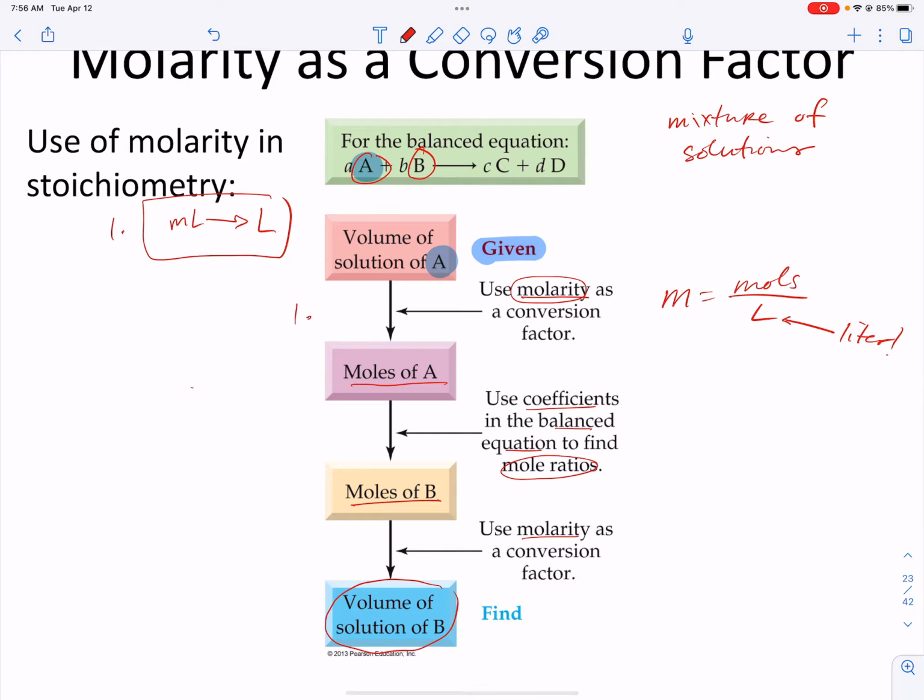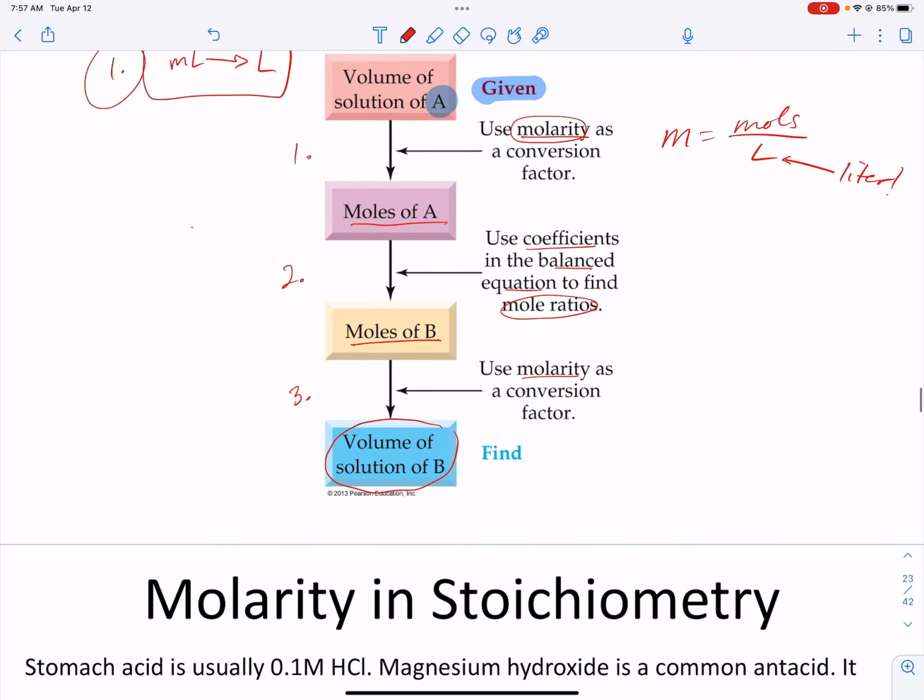So this is step 1. This is step 2. This is step 3. Okay, now we did have this pre-step, which I numbered 1. But on the actual diagram, the 3-part problem, we plugged in molarity and mole ratio. Step 3 is right here.